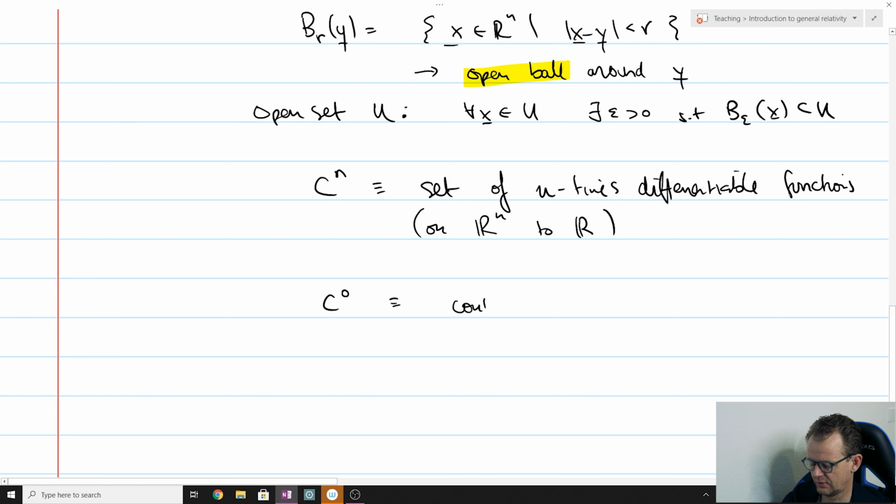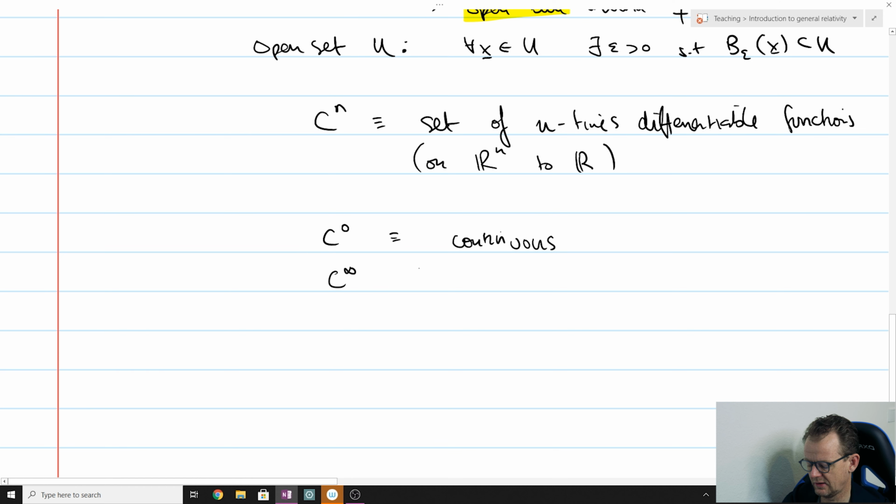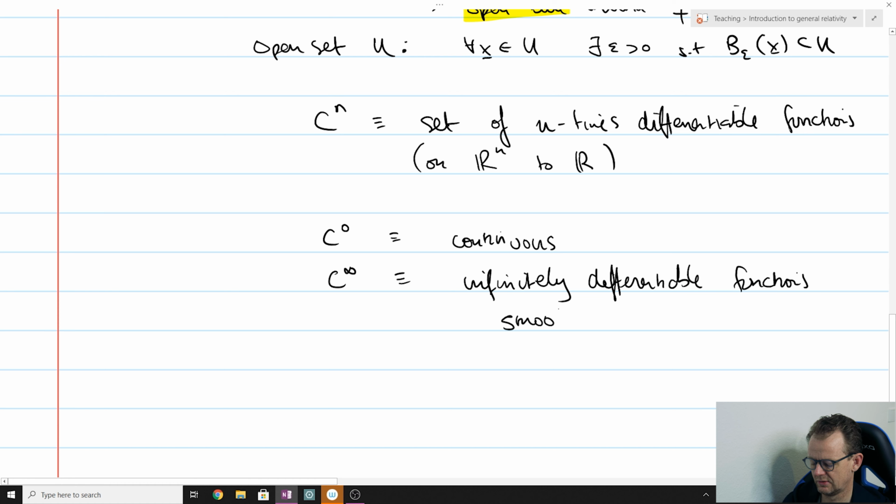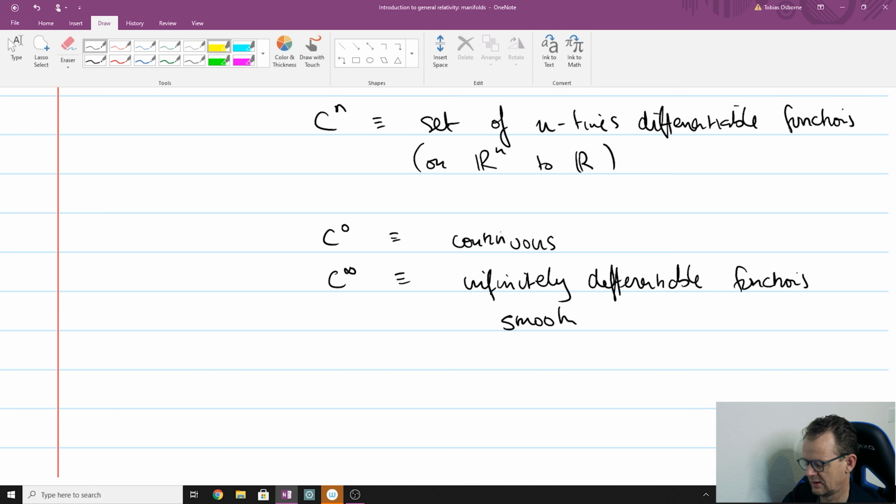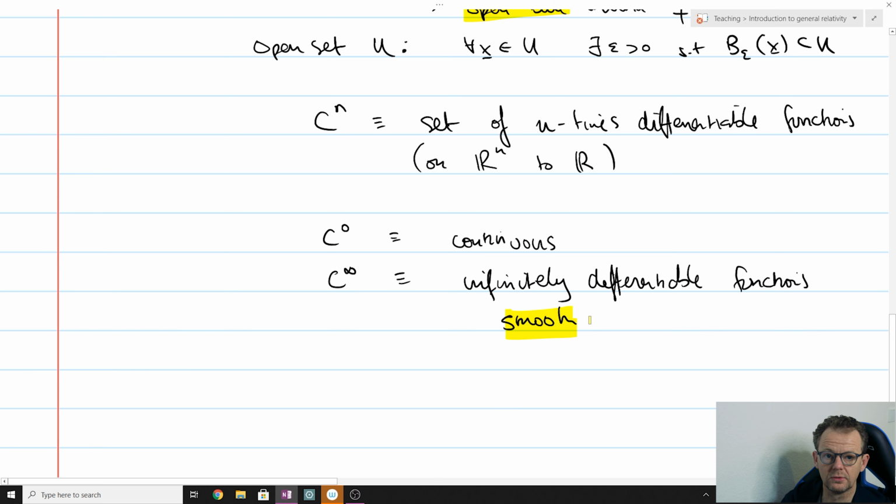C0 is referred to as the continuous functions. They don't necessarily have any continuous derivatives that exist, but they are at least continuous. And C infinity is the infinitely differentiable functions, otherwise known as smooth functions. So we'll certainly have occasion to refer to these a lot in this course.